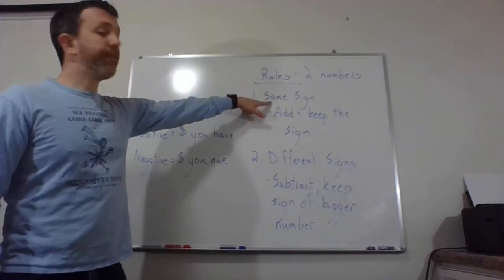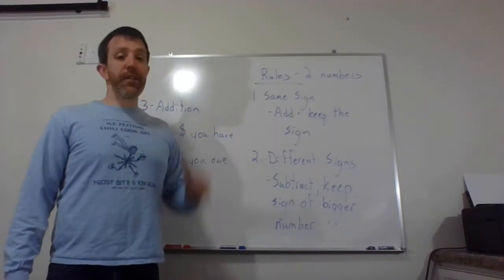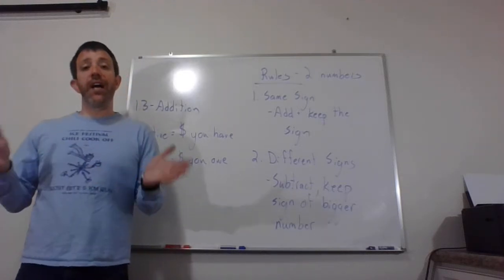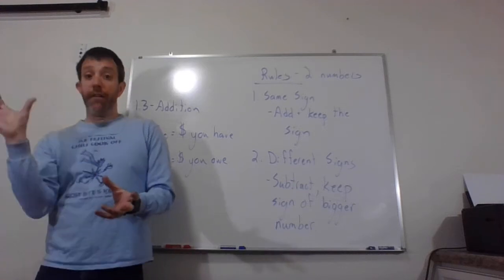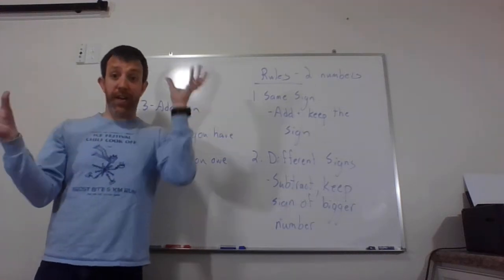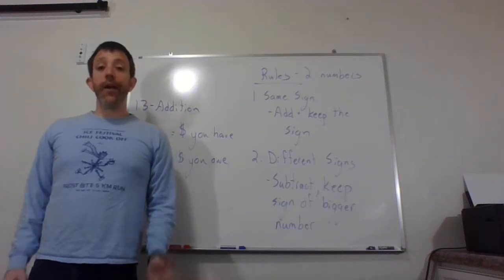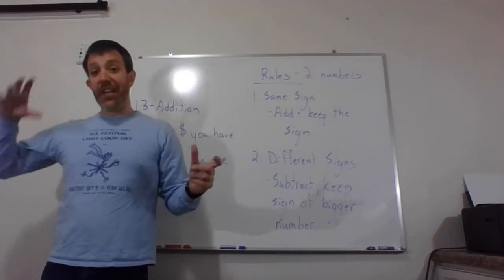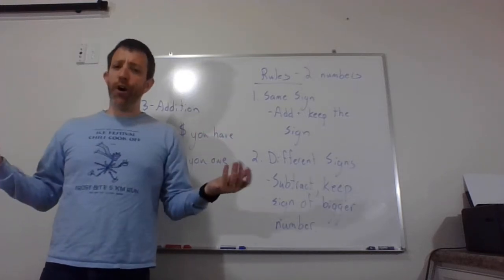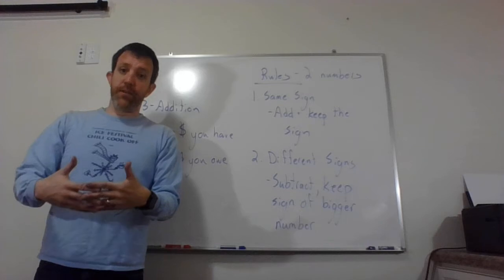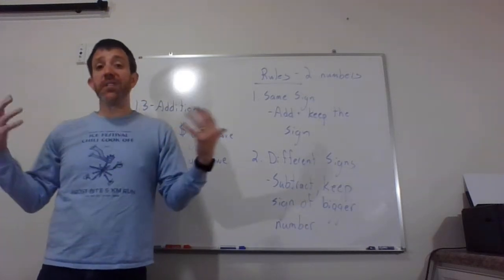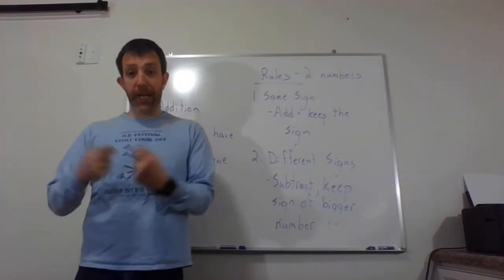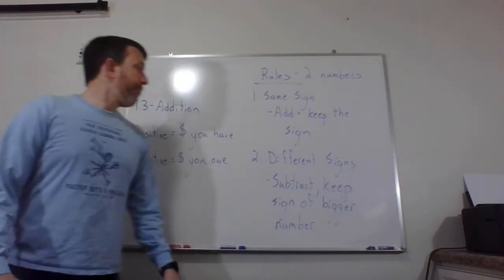Rule one: if the two numbers have the same sign, just add the numbers and keep the sign. And if we come back to the money, this makes sense. If you add two positive numbers together, you have $5, you have $3, 5 plus 3 should be $8. And it works with negatives too. I owe somebody $5 and I owe somebody $3. Sounds like I owe a total of $8, right? It unfortunately does not turn into a positive when I add those two negatives.